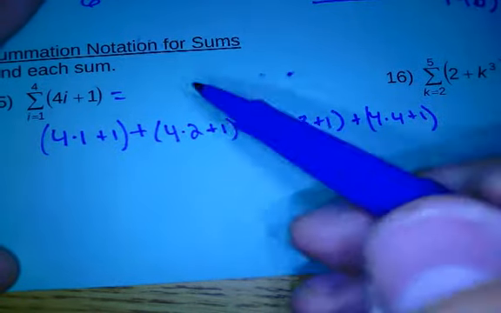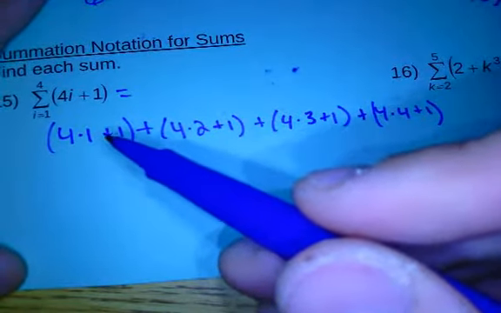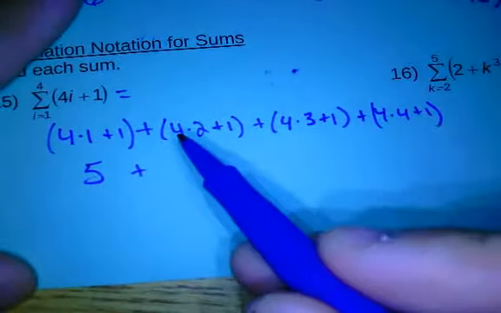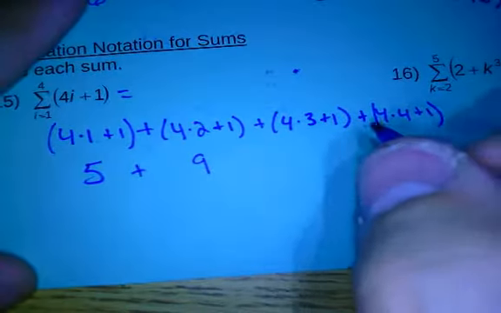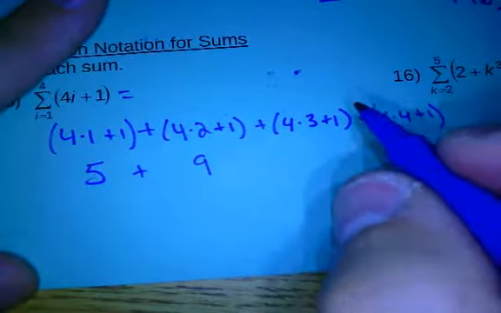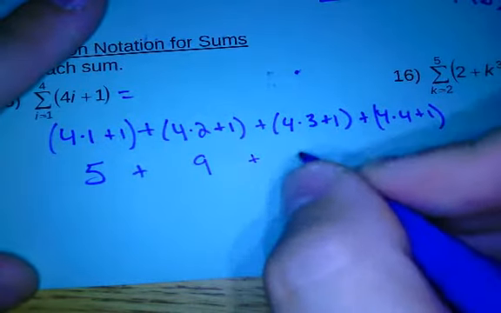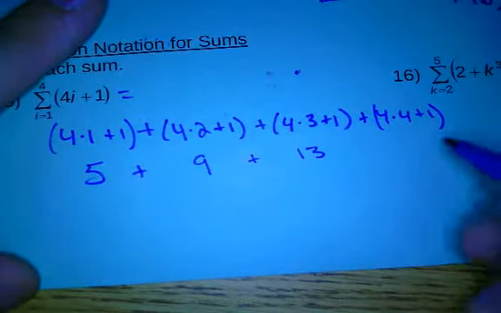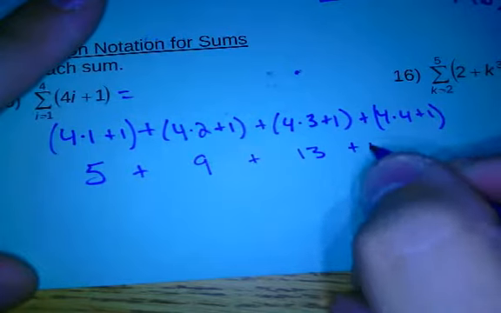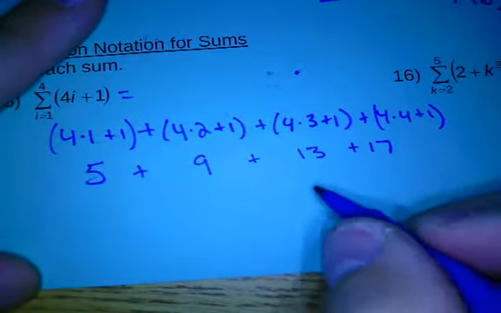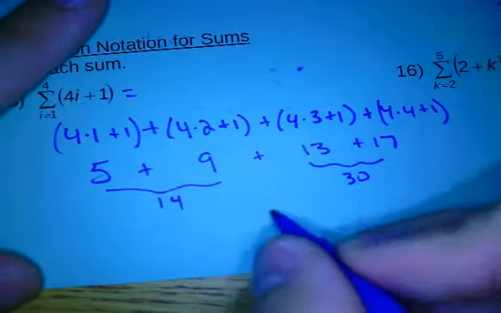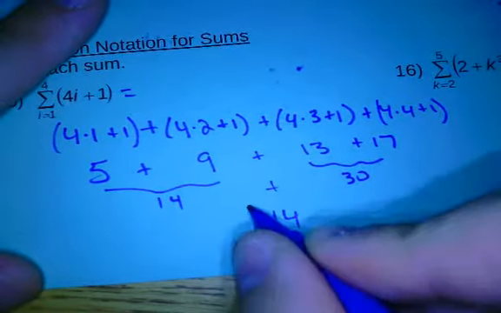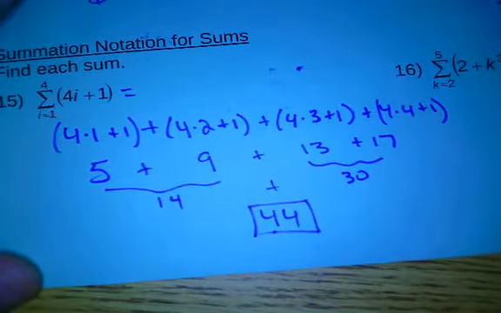What is 4 times 1 plus 1? 5. What is 4 times 2 plus 1? 9. The next one is 13. What's the one after that? 17. Let's add these all together. Well, I know this makes 30, and I know this makes 14. 30 plus 14 is 44.